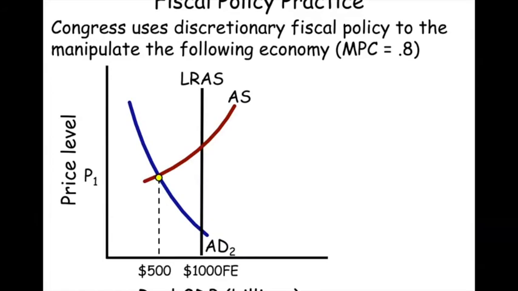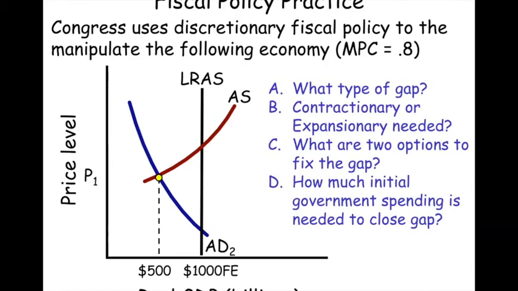Our problem here. Okay. So Congress uses discretionary fiscal policy. It tells me my MPC is 0.8. Here's what the graph looks like. We need to answer some questions. We can answer all of these now as we go forth. Okay, let's talk about these ones as we go through it. First one, what type of gap do we have? That's easy. That's a recessionary gap.